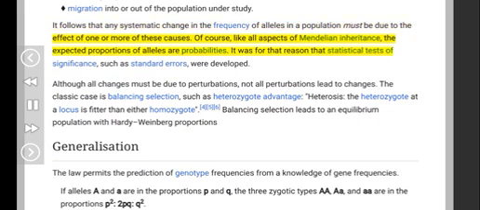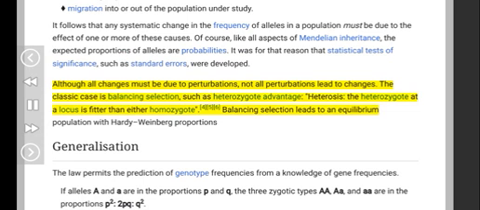Of course, like all aspects of Mendelian inheritance, the expected proportions of alleles are probabilities. It was for that reason that statistical tests of significance, such as standard errors, were developed. Although all changes must be due to perturbations, not all perturbations lead to changes. The case is balancing selection, such as heterozygote advantage, heterosis, where the heterozygote at a locus is fitter than either homozygote. Balancing selection leads to an equilibrium population with Hardy-Weinberg proportions.